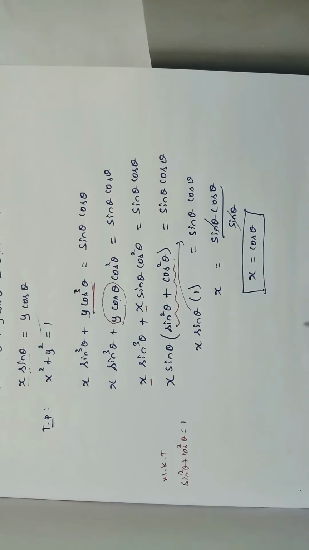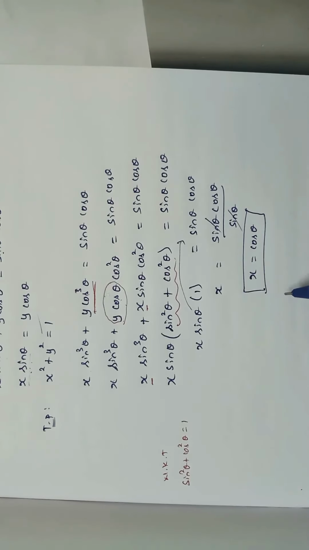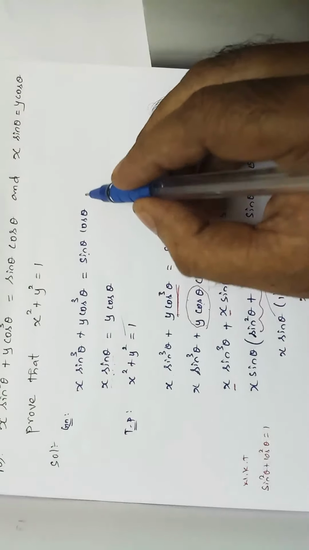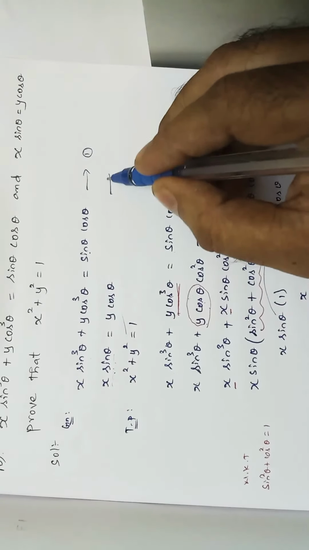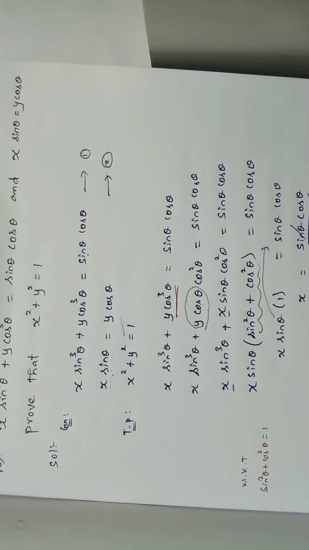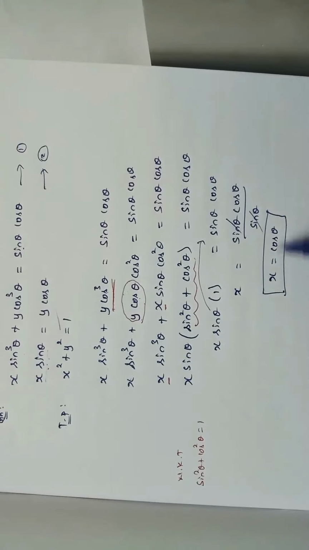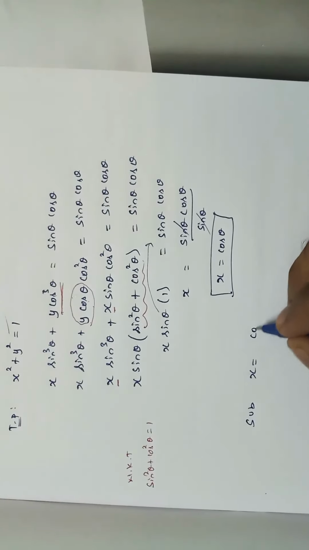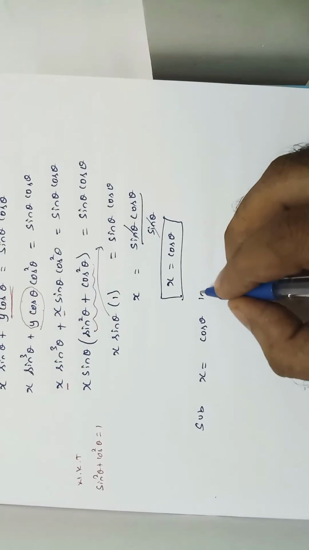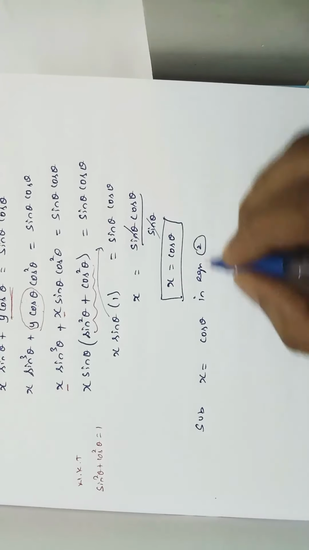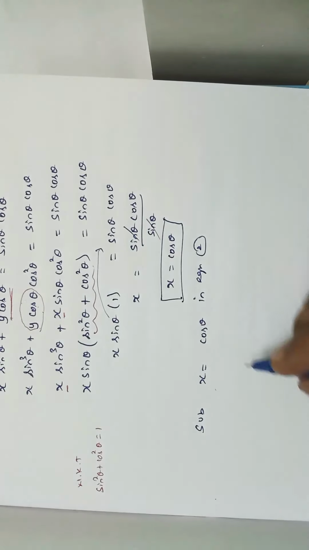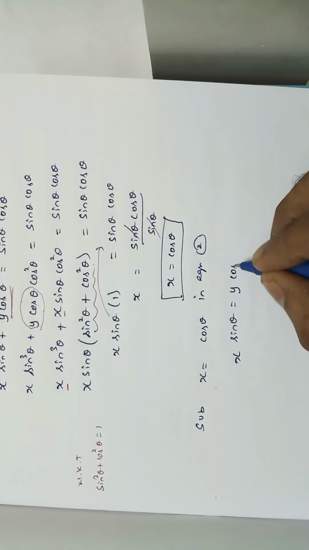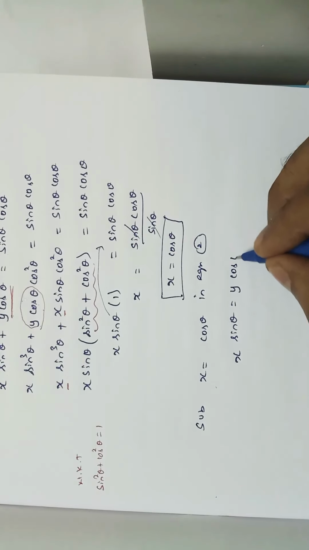Next, we need the value of y also. You can take the given equation as equation number 1, and this as equation number 2. We know that now x is equal to cos theta. Substitute x is equal to cos theta in equation number 2. What is equation number 2? X sin theta is equal to y cos theta.